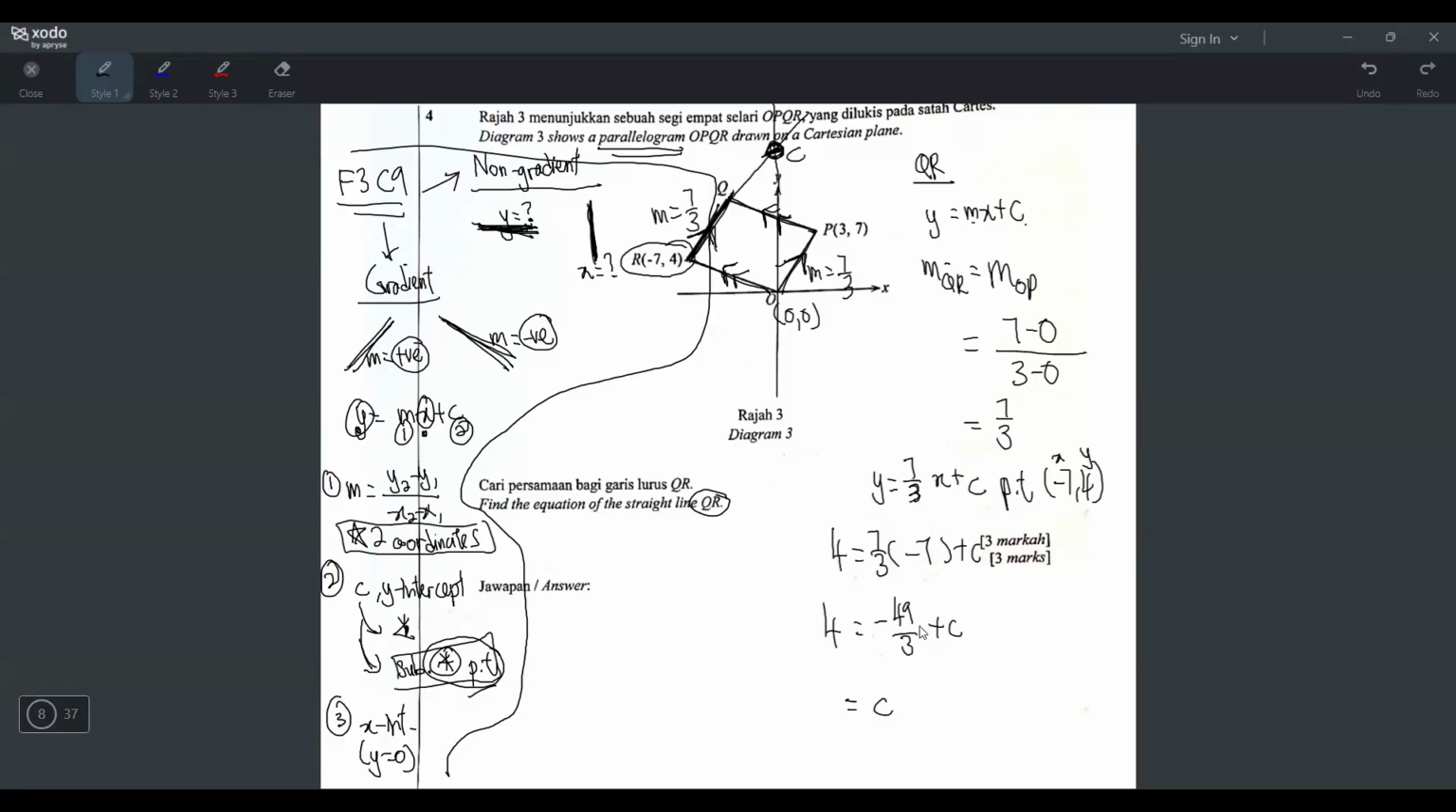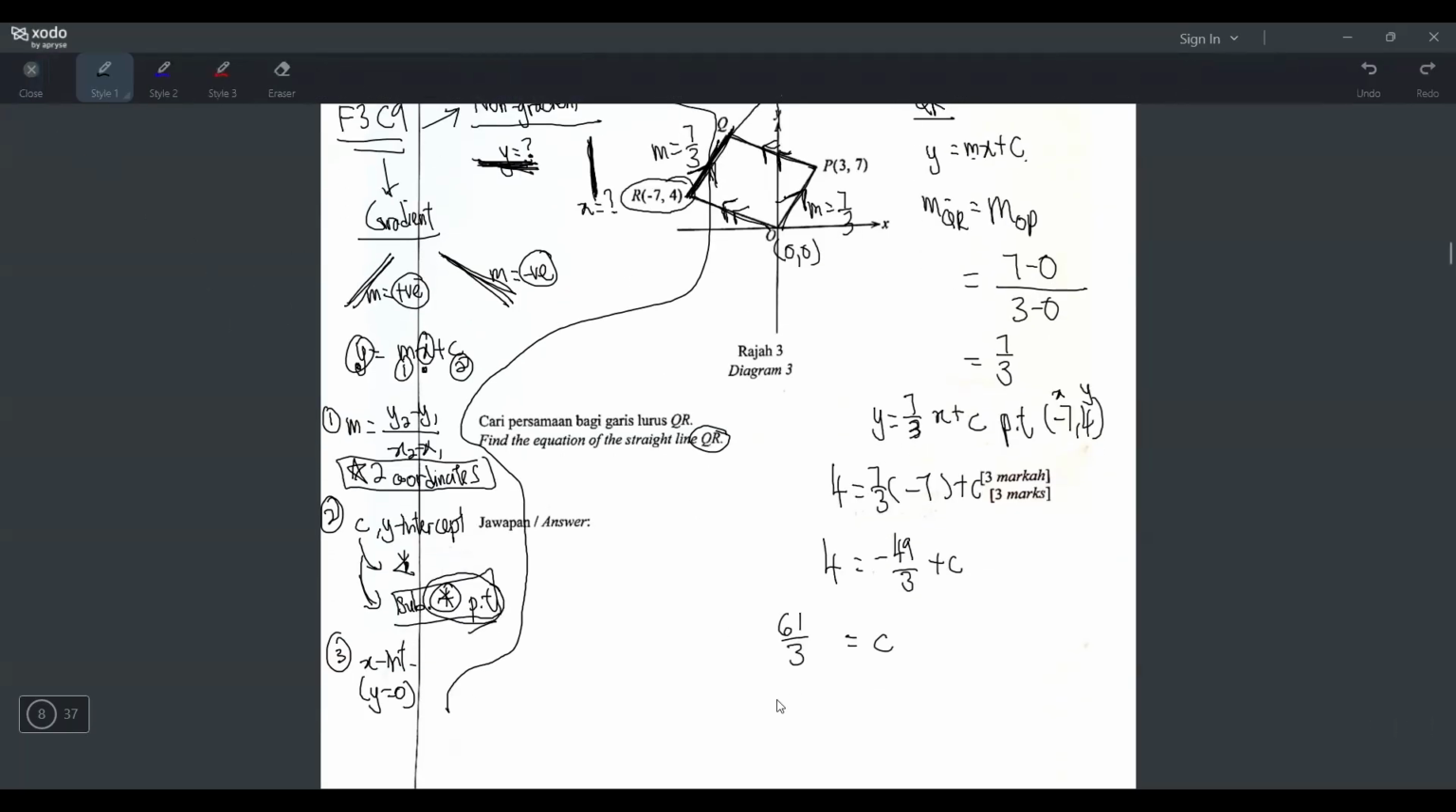Okay, my calculator gives me 61 over 3. Right? So I think that's the C answer. But don't stop here, please. They want the equation. So you should write down the final equation, which will be y equals, okay, what is the mx? 7 over 3 x. And then for the c is 61 over 3, right? So that's how you do it, okay?